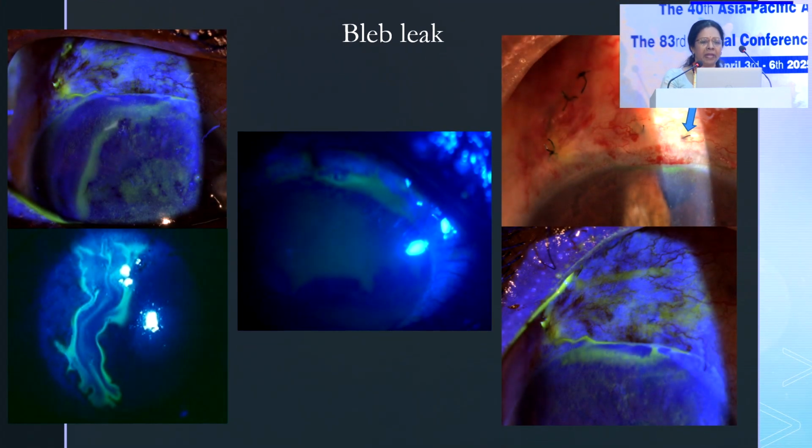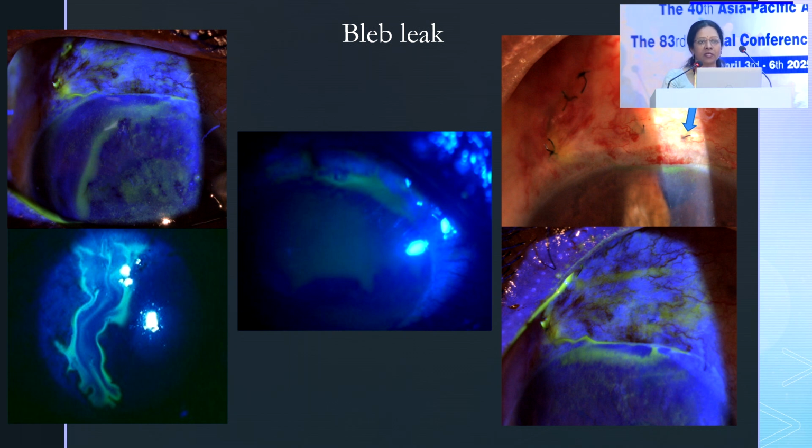So let's see about bleb leak. That is a very common complication that occurs following trab surgery. You identify bleb leak by doing the Seidel's test: place a strip of fluorescein over the bleb area and then look for the clearing of the fluorescein. Because of the bleb leak, the bleb is not very well formed, so it's sort of flat, and most of the time the bleb leak is from the wound, that is at the limbal junction.